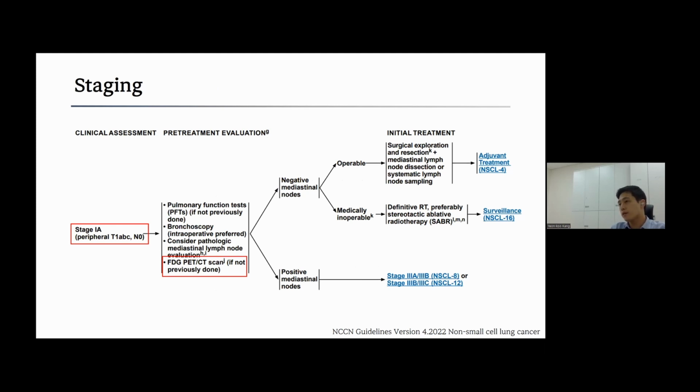FDG-PET-CT is highly recommended in the staging of newly diagnosed lung cancer. The recommendation is consistent regardless of the disease stage determined before PET imaging. Even in the early stage, stage 1A lung cancer, FDG-PET-CT is recommended for staging.